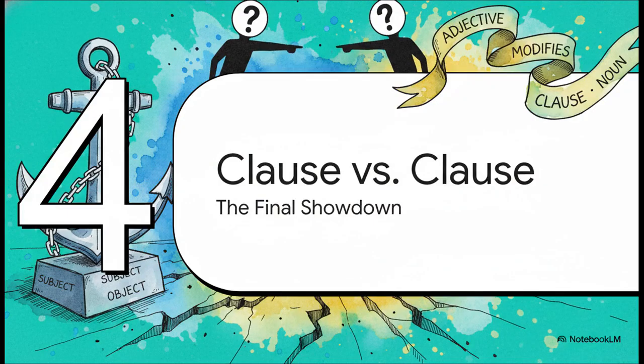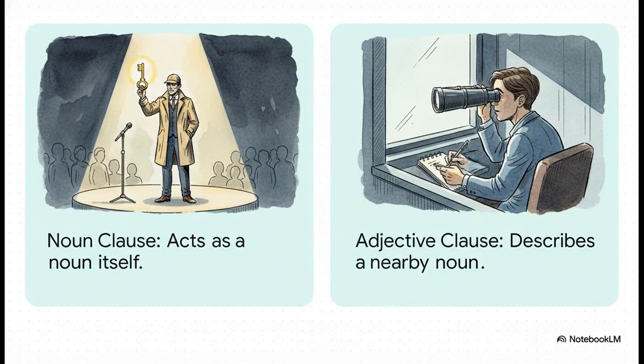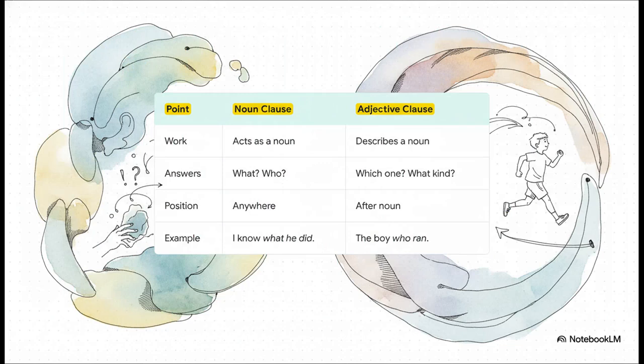Okay, so we've investigated both of our suspects. We know what they look like and how they operate. Now it's time for the final showdown. Let's put them side by side so the differences become totally, completely clear. So here's the bottom line. It all comes down to this one fundamental difference in their job. A noun clause is the noun. An adjective clause describes a noun. One is a player in the game, the other is just the announcer, giving details. This chart breaks it all down perfectly.